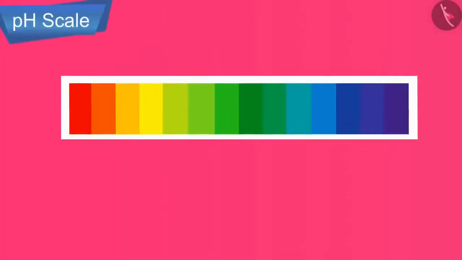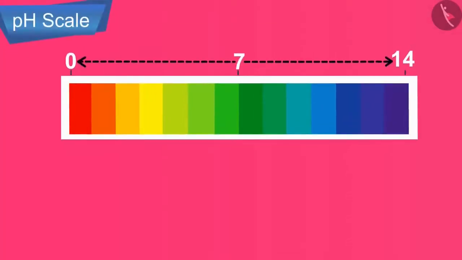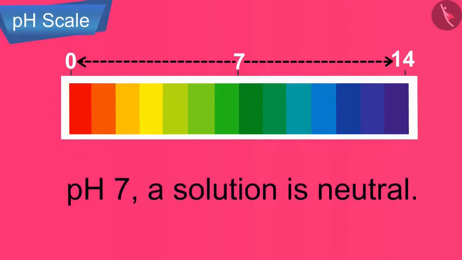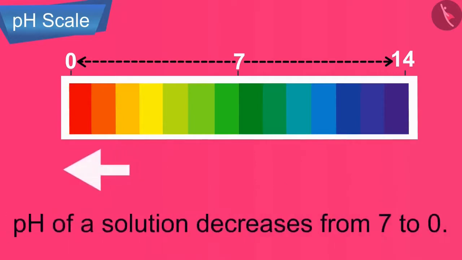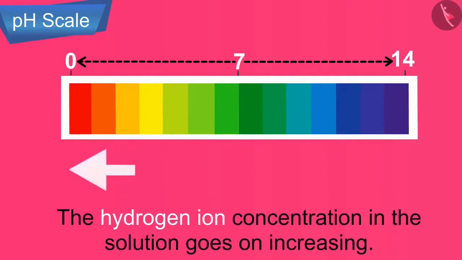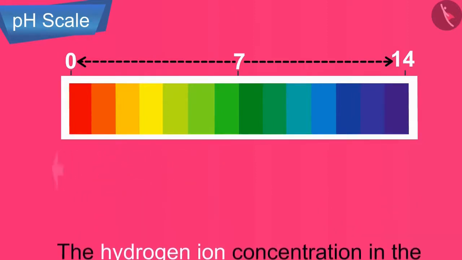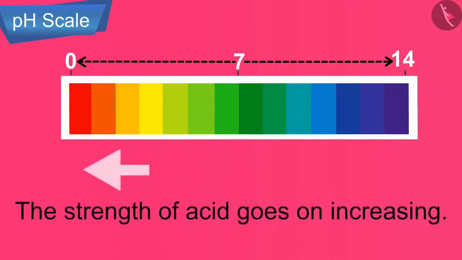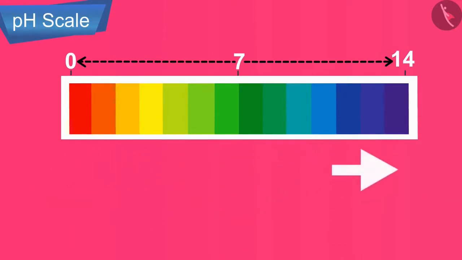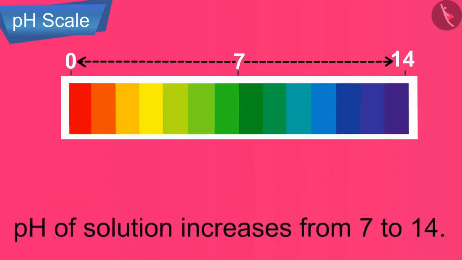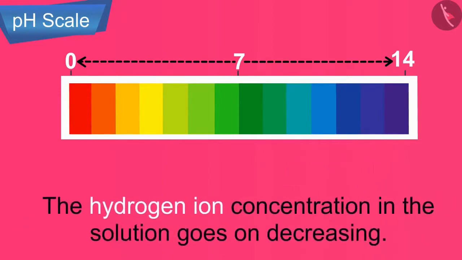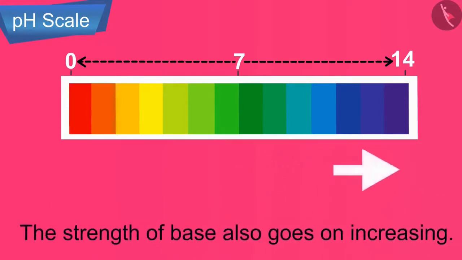So students, we can conclude that at pH 7, a solution is neutral. As the pH of a solution decreases from 7 to 0, the hydrogen ion concentration in the solution goes on increasing, and hence the strength of the acid goes on increasing. On the other hand, as the pH of a solution increases from 7 to 14, the hydrogen ion concentration in the solution goes on decreasing, due to which the strength of the base goes on increasing.